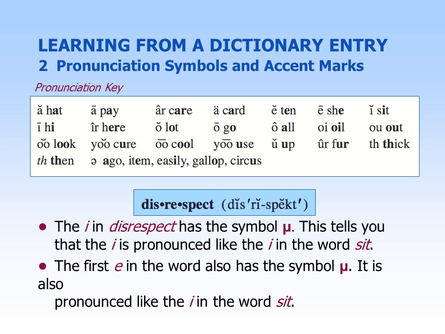Look. You, cure. Ool, as in cool. U, as in use. Short U, as in up. As in fur. TH, as in thick. That's a TH. You put your tongue between your teeth. The next one is th. You hear a voice, then. And then the last sound, the upside down E, is a schwa, and it sounds like a. Ago, item, easily, gallop, circus.